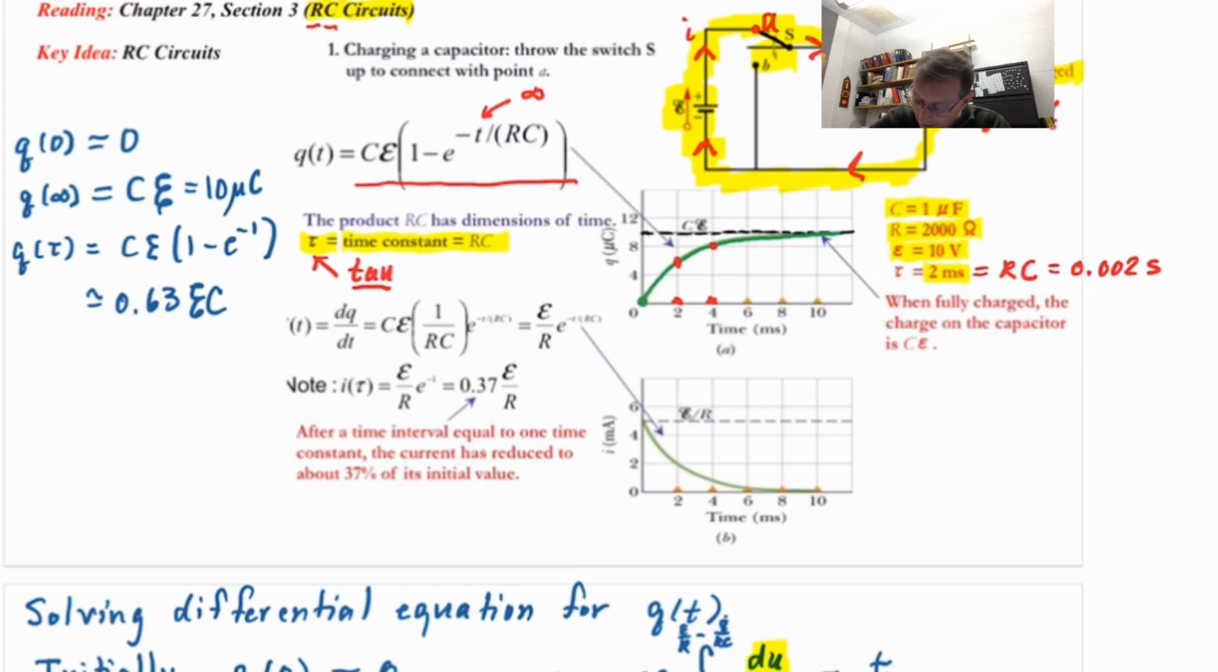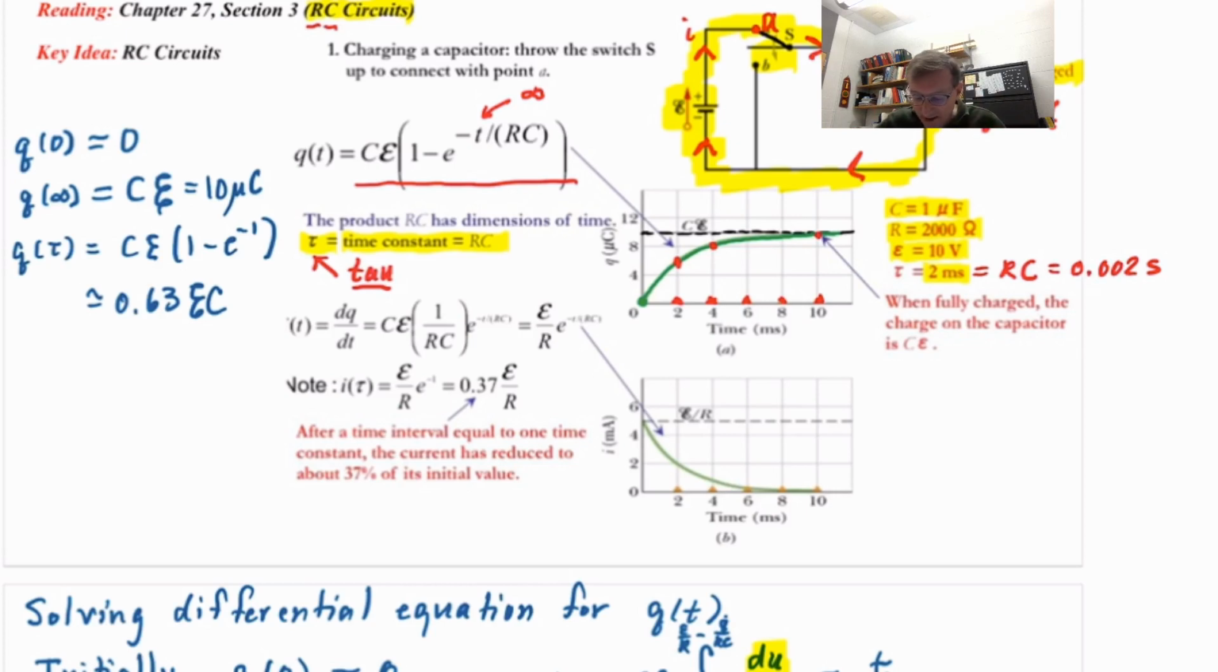Notice after, there's the 3rd time constant, 2 more milliseconds, and then there's the 4th, and there's the 5th. Certainly after 5 time constants, you're so close to the final charge on the capacitor that most people would say, hey, it's charged. So that's how the capacitor charges with time.